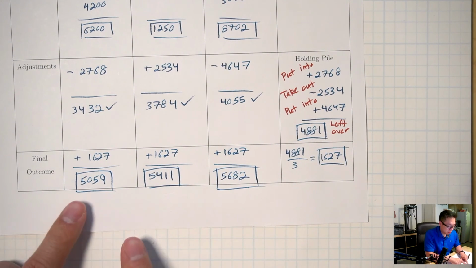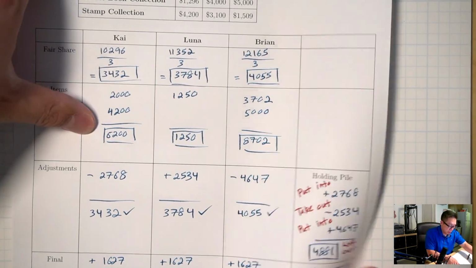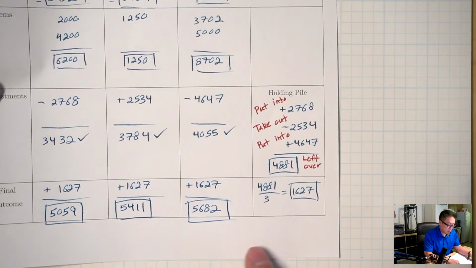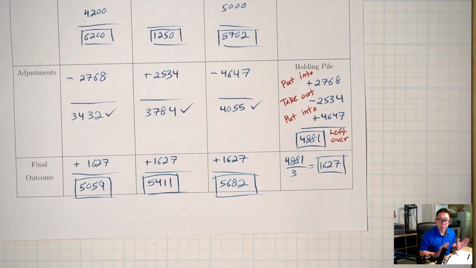Okay, each person got more than what they think they deserve, so each person is actually happy. All right, 5411. Luna deserves 3784. Brian got 5682, and he deserves 4055. Everybody's happy.